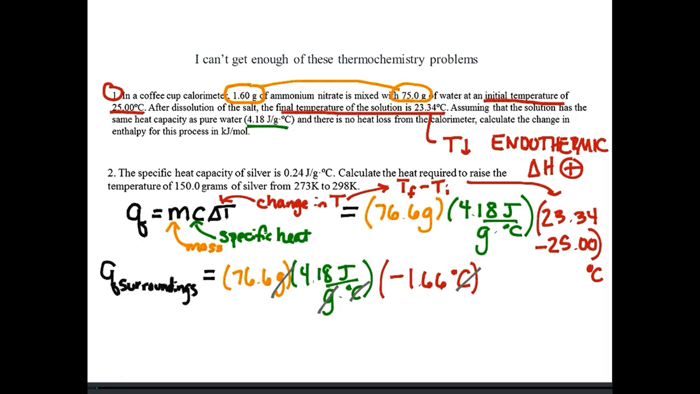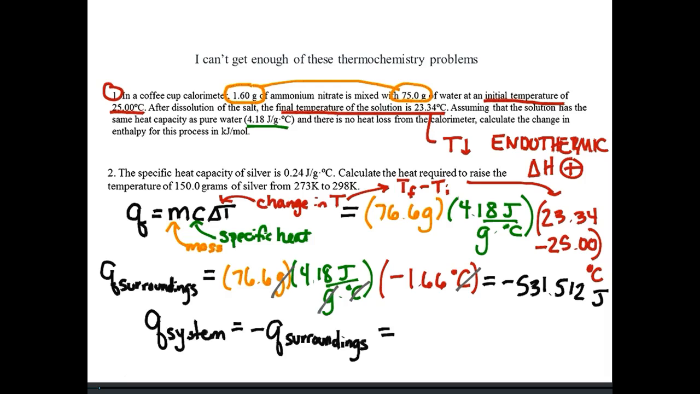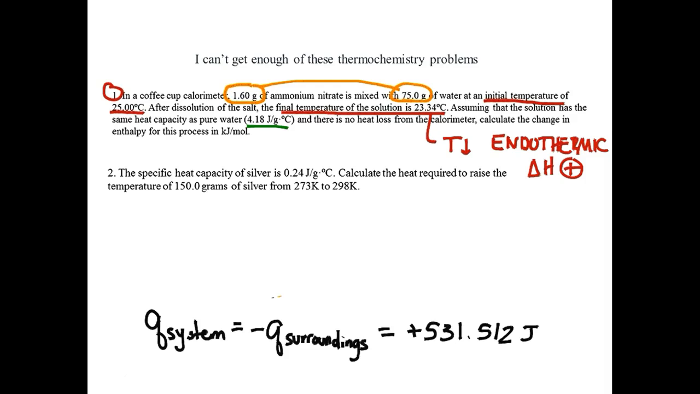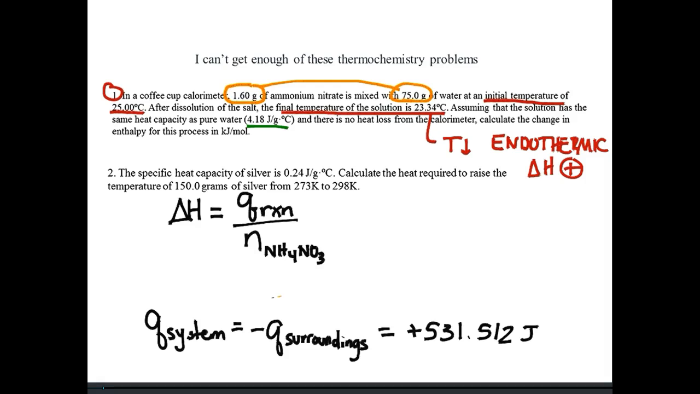So here, all of these units are going to cancel out, and we end up getting Q in joules is negative 531.5 joules. Now the heat of the system is equal in magnitude but opposite in sign, and so that's going to be positive 531.512 joules. And up here it asks for delta H, which is Q, but in kilojoules per mole. So we need to divide by moles of ammonium nitrate.